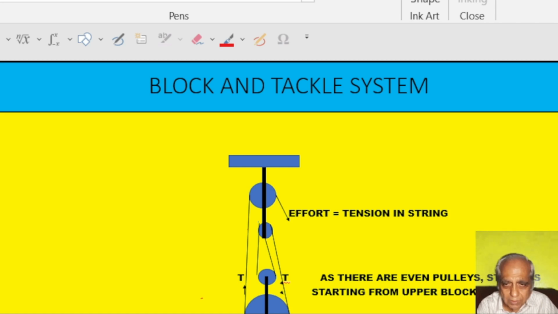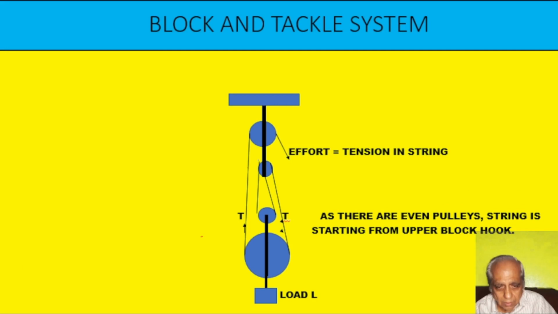Okay. And the lower block carries the load L. So the lower block has the load L connected, and the upper block is connected to the rigid support. In the diagram, there are 2 pulleys in the upper block and 2 pulleys in the lower block. There can be sets of 3 and 3, 4 and 4, 5 and 5, or the lower block can have a number of pulleys equal to the upper block or one less, but you cannot have it in any other fashion.